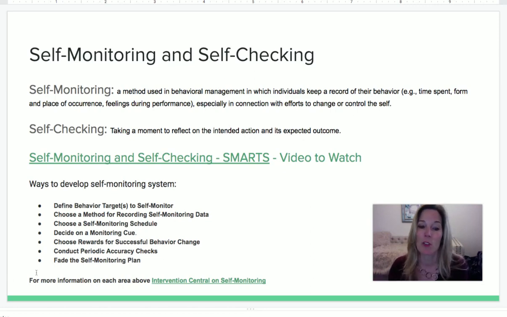And then, of course, you always have to fade the self-monitoring plan. So once they're starting to get success, and their problem behavior has decreased because they're just aware of it, we're going to start fading that. Maybe they only check in once every week. Maybe they only check in once a month, whatever it might be. And then, of course, at the very bottom here at Intervention Central, there is a link for the self-monitoring there. So please check out that area.